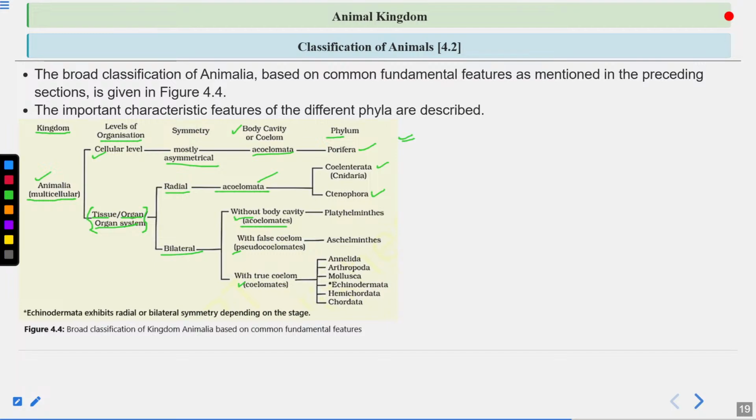Now bilateral, you see the three different categories on the coelomate: acoelomate, Platyhelminthes; pseudocoelomate, Aschelminthes. Coelomate and bilateral symmetry, we are having Annelida, Arthropoda, Mollusca, Echinodermata, Hemichordata, and Chordata, right?